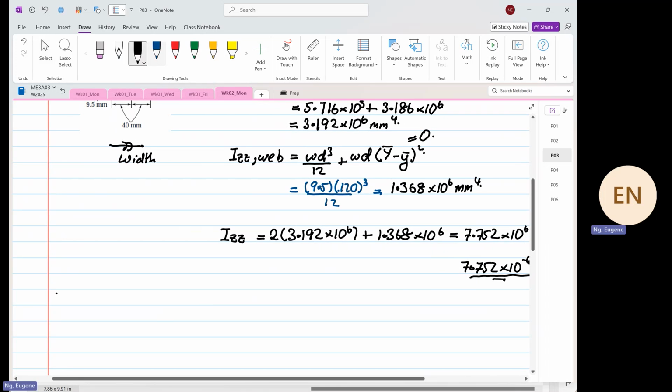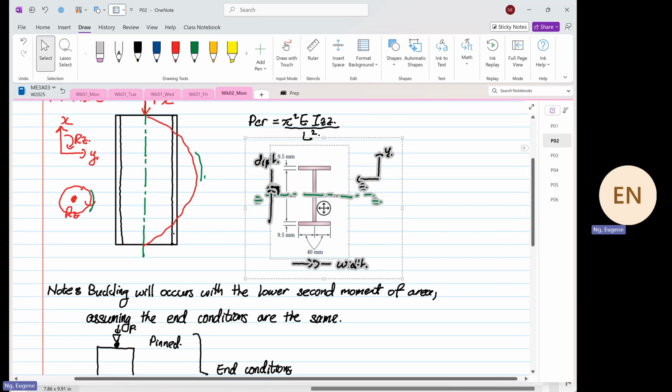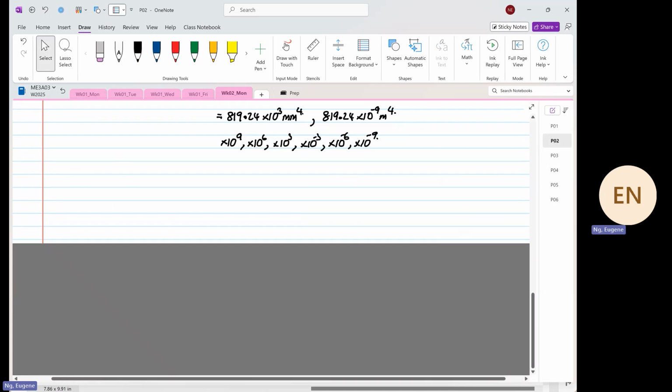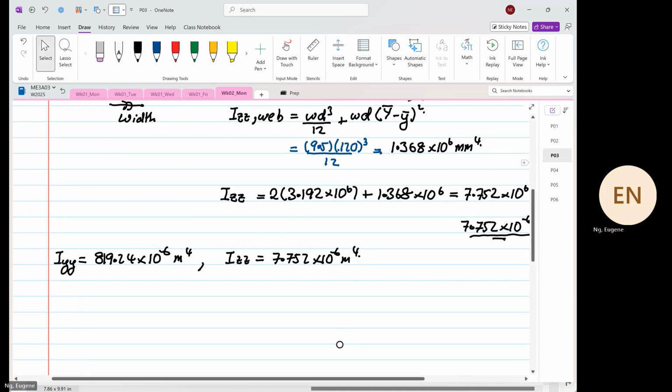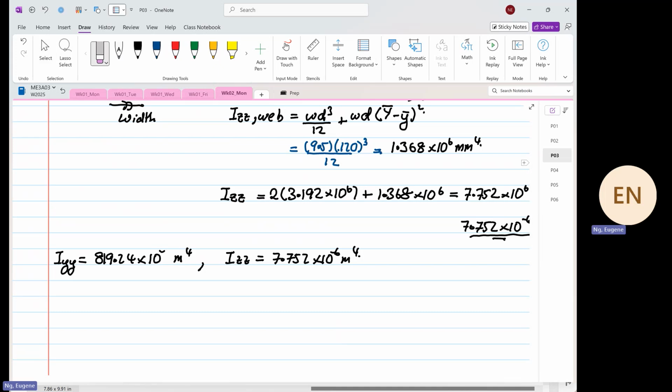So we know that IYY will be equal to what? IYY we calculated earlier is equal to 819.24 times 10 to the power minus 6 meter 4. And we just computed IZZ will be equal to 7.752 times 10 to the power minus 6 meter 4. Sorry, the first one is minus 9. Can you change to minus 9, please?